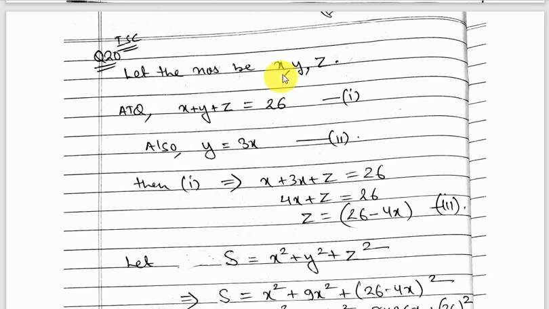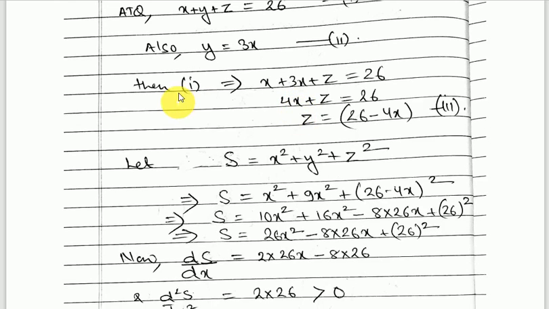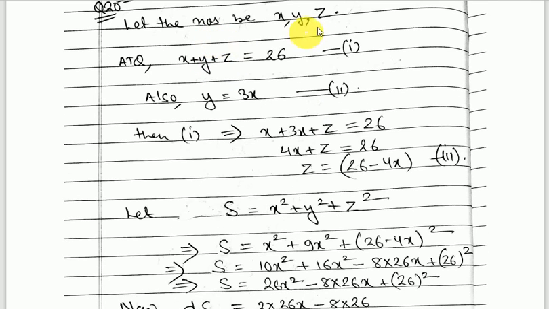So here I'm taking the numbers to be x, y, z. According to the question, the sum is 26, and further they are saying that the second number, here the second number is y, is 3 times the first one, so y equals 3x. So from equation 1, you get x plus 3x plus z is equal to 26. That means z will be 26 minus 4x.